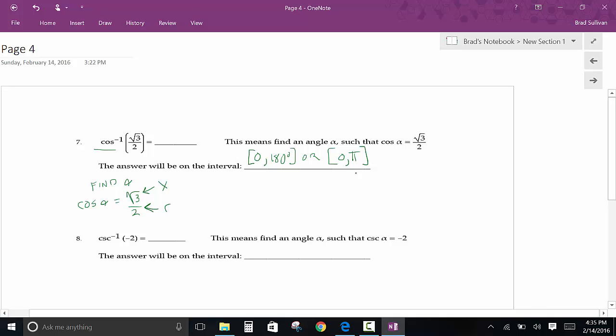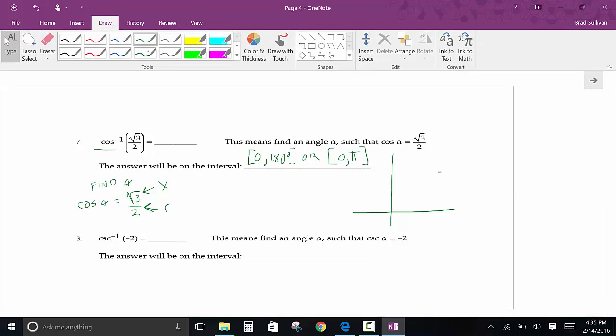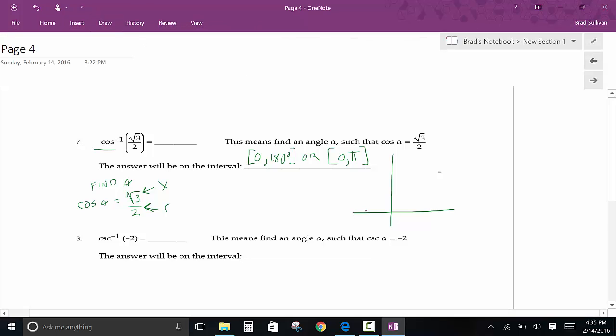So the idea with this is that if we went through and just drew a picture of this, we have an x value that's square root of 3 over 2. So we're going to draw this in quadrant 1. So what I'm going to do here is draw, again, a diagram like this.